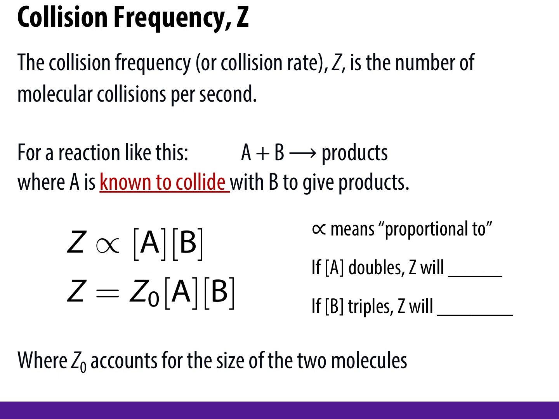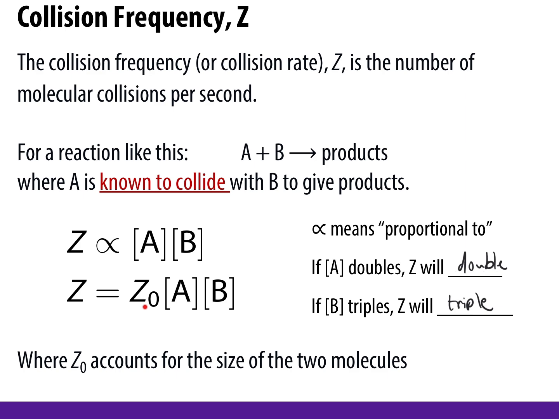I can say that the collision frequency is proportional to the concentration of A times the concentration of B. The more A, the more collisions per second, the more B, the more collisions per second, and it's a direct proportional relationship. So if A doubles, the collisions per second will double. If B triples, the collisions per second will triple. Again, that's the meaning of a direct, or as we'd say in method of initial rates, first order relationship between collisions and the concentration.